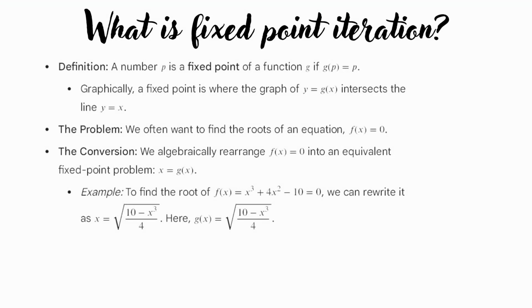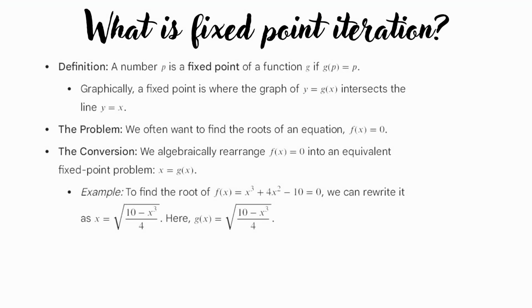Suppose we want to find the root of the equation f(x) equals x cubed plus 4x squared minus 10 equals 0. We can rewrite this equation as x equals the square root of (10 minus x cubed) divided by 4. So in this case, g(x) equals the square root of (10 minus x cubed) divided by 4. Now let's pick a starting guess. Say x0 equals 1.5.